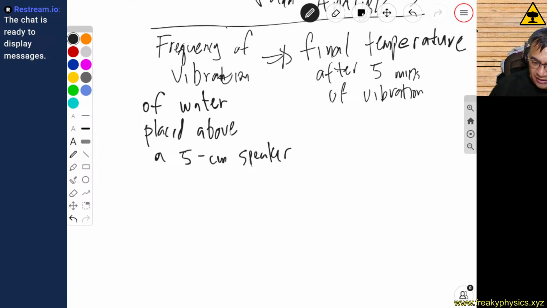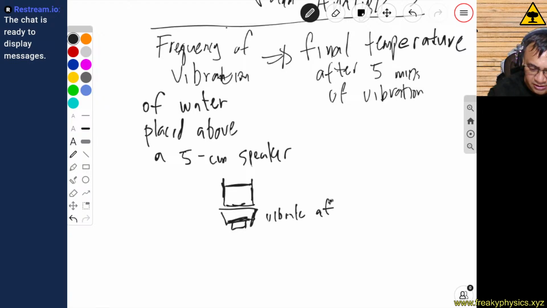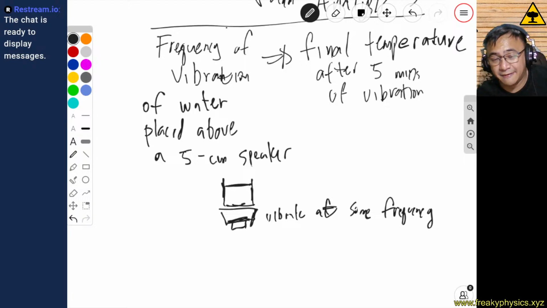So the idea here is, I'm just gonna further draw this so you understand what's happening. But again, in terms of answering the question, this doesn't matter. But let's set it up either way for us to understand the whole setup. So in this case, you have a beaker full of water, and then you're gonna suspend it a little bit above the speaker like this, and then this speaker will vibrate at some frequency. And you're gonna see what its final temperature is at the end.